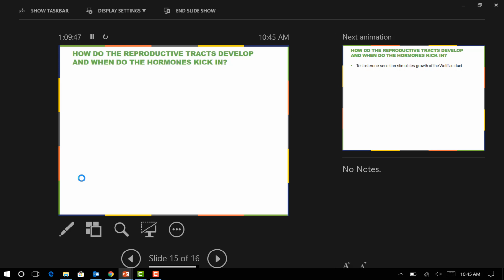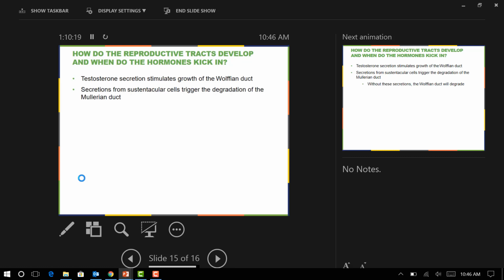Pretty early on in development, if you're going to develop into male, you'll start producing testosterone. And pretty early on in development, both embryos are producing estrogen. But in males, if you have a Y chromosome, it doesn't really matter how many X chromosomes you have, if you have a Y chromosome, you're going to start producing high levels of testosterone. And what that does is it stimulates growth and development in what's called the Wolffian duct, which develops into the male reproductive system. So secretions from cells inside of this duct, called the sustentacular cells, trigger the degradation of the separate duct that develops into the female reproductive system.